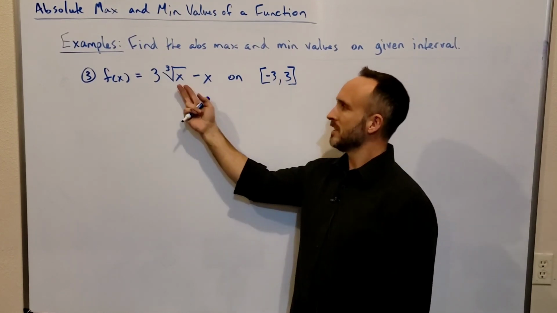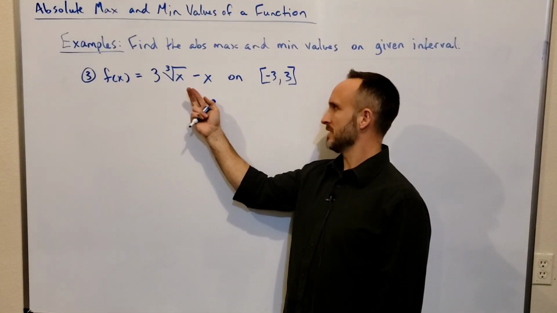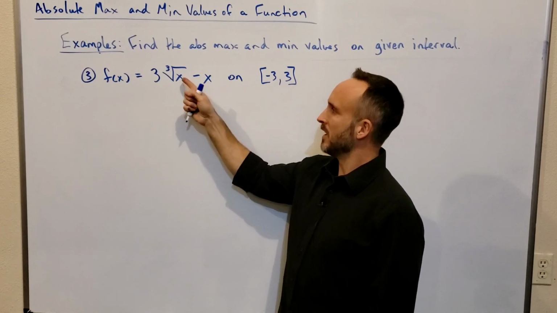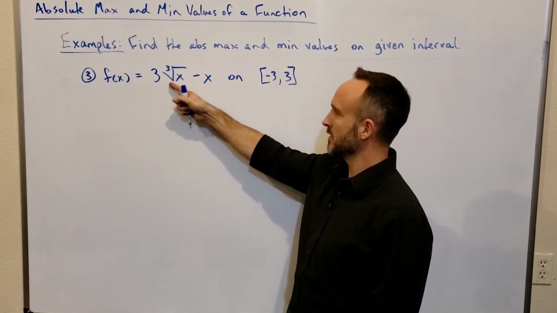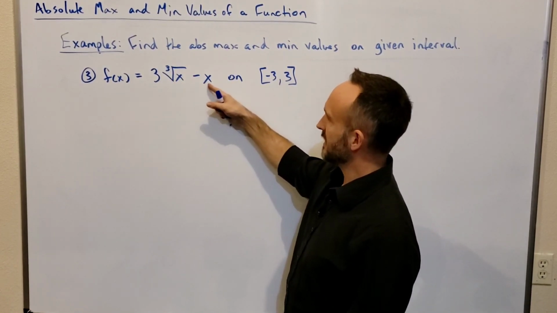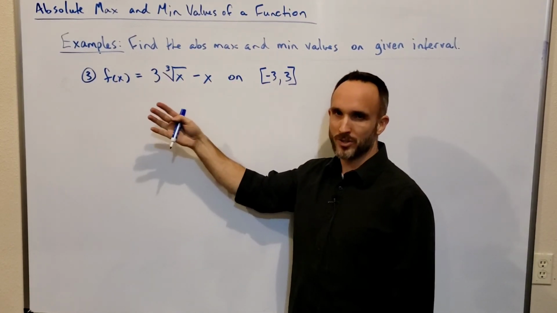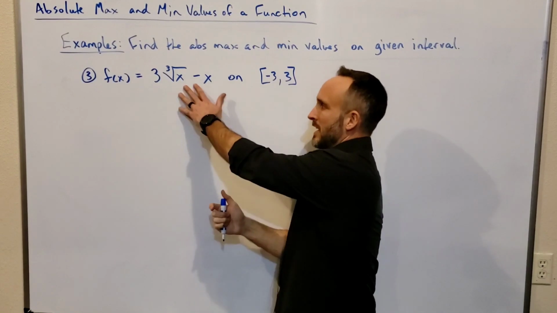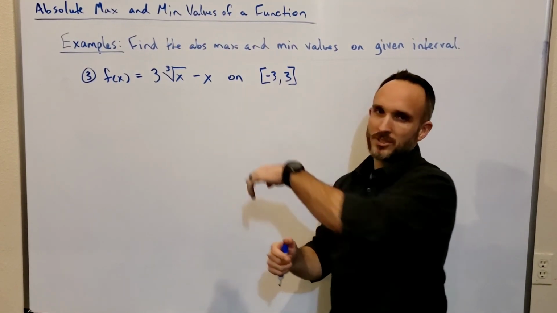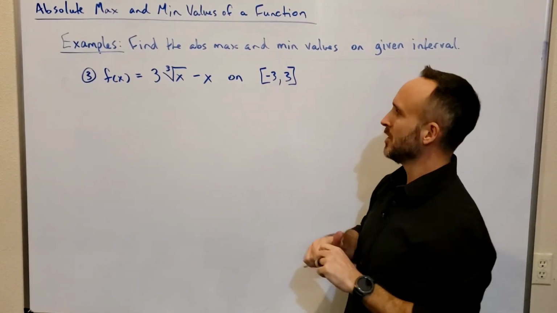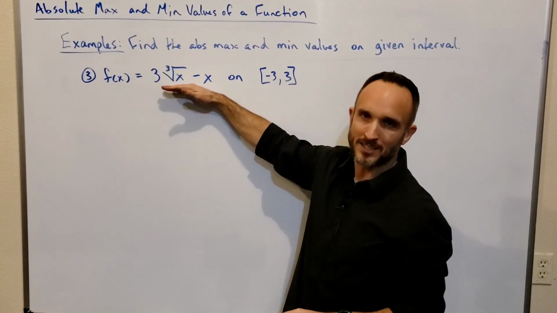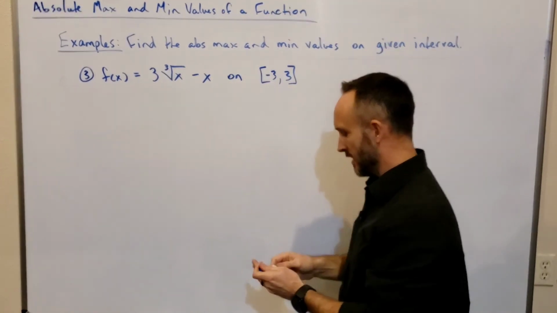This function, its domain is all real numbers. It's simply a cube root function subtracting a polynomial function. Everything here has a domain of all real numbers. It's continuous on that domain, which includes this closed interval. So the extreme value theorem tells us we can actually find an absolute max and min on this interval. So let's get to it.